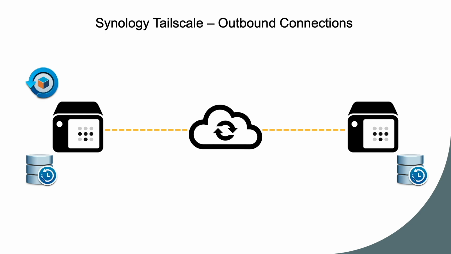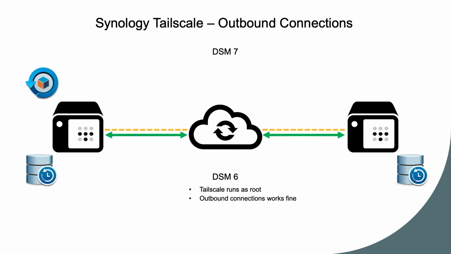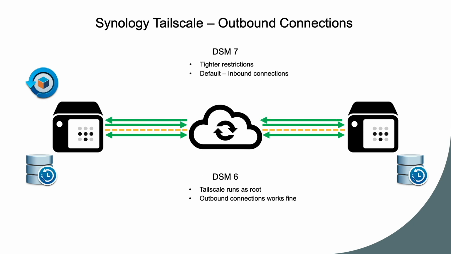Note that outbound connections need to be enabled only on DSM7 or above, as I mentioned earlier. If you are still running DSM6, Tailscale runs as root and outbound connections works fine, whereas DSM7 has tighter restrictions and only inbound connections are allowed to your Synology NAS by default. However, to make use of the backup applications I mentioned earlier, you'll need both inbound and outbound connections between the NASs. I'll link to Tailscale's Synology NAS webpage, specifically to the outbound connection section, in the description below if you would like to read more about this specific setup.